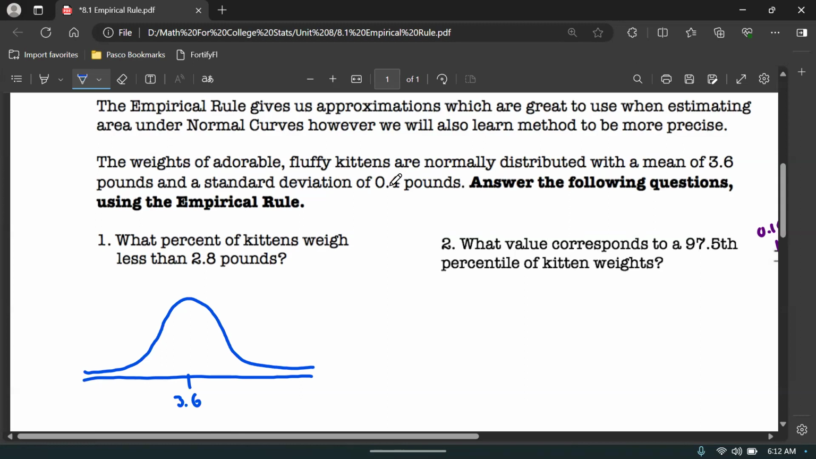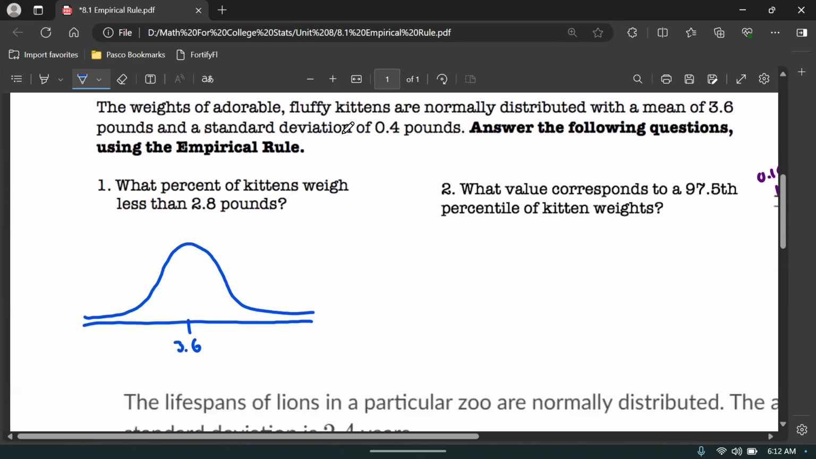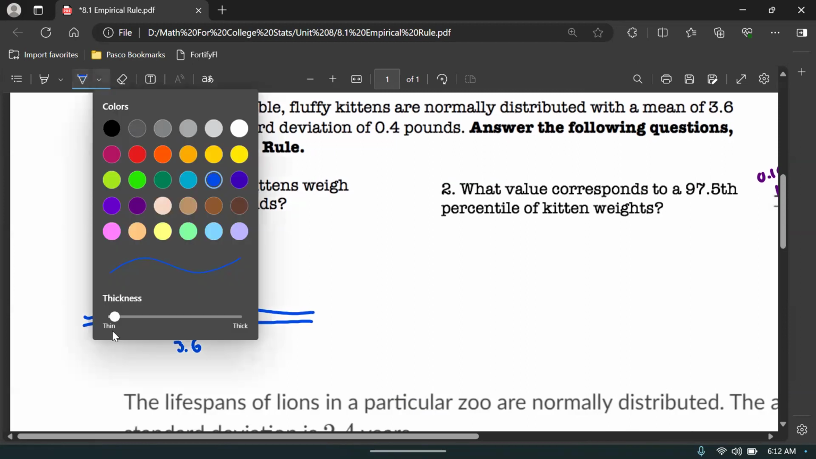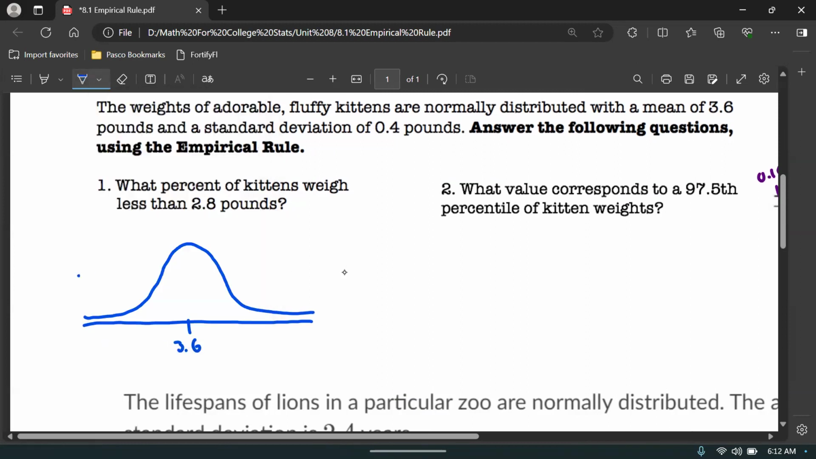And then the standard deviation is 0.4. So if the standard deviation is 0.4, then one standard deviation higher will be at 4.0, correct? Because we're adding 0.4. That's one standard deviation away. A second one would be at 4.4, and the third one will be at 4.8, because the standard deviation is 0.4 pounds, so each standard deviation increases by 0.4. Of course, we need to go backwards too. If we go backwards, we subtract 0.4. This will be at 3.2, this would be at 2.8, and finally at 2.4.